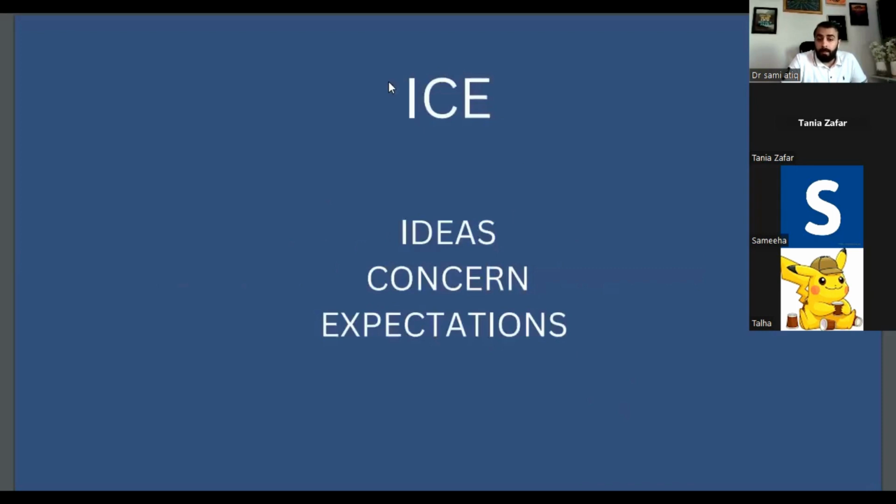Then comes another part, which is ICE. ICE stands for ideas, concerns, and expectations. And there is no hard and fast rule that you have to ask ICE in only this segment of the consultation. You can incorporate it in any part of your consultation. So you have to ask the patient what he thinks might be causing his symptoms.